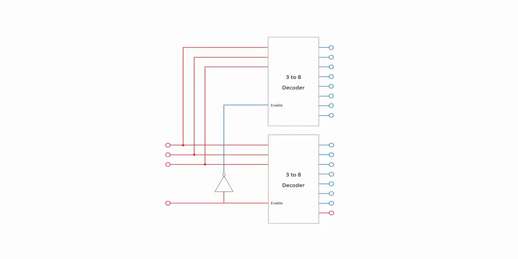Finally, it's worth mentioning that it's possible to combine decoders to make an even larger one. In this example, a pair of 3 to 8 decoders have been combined to make a 4 to 16 decoder. Notice that the NOT gate connecting them together ensures that the enabling input of one decoder is always the inverse of the other, so only one of them will ever produce an output.